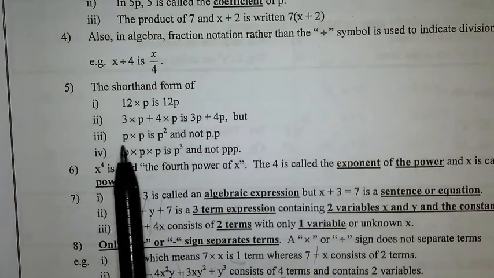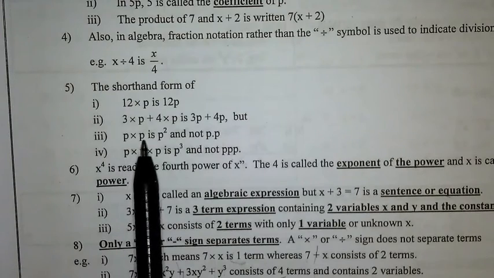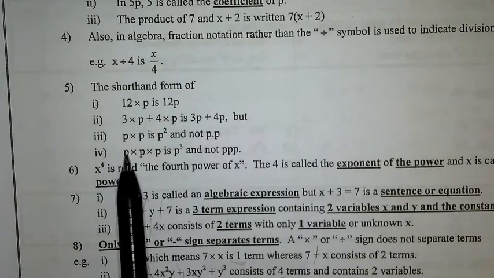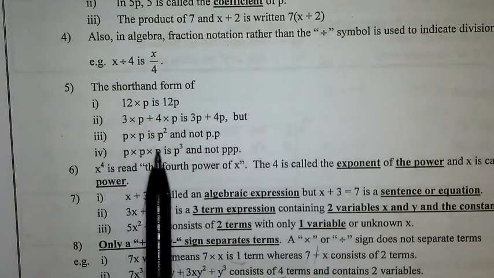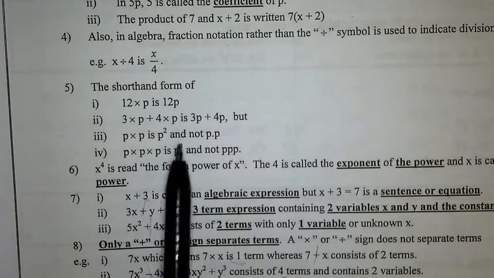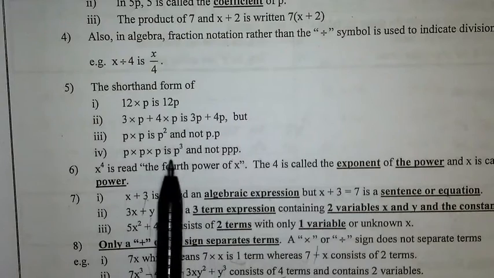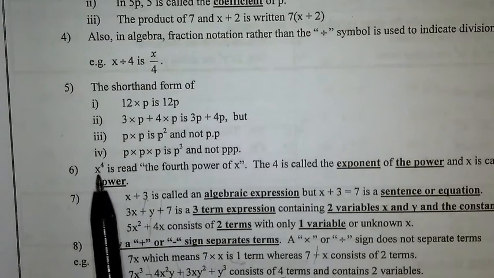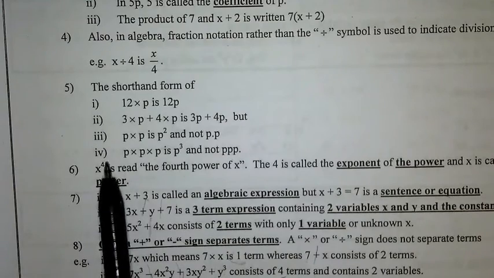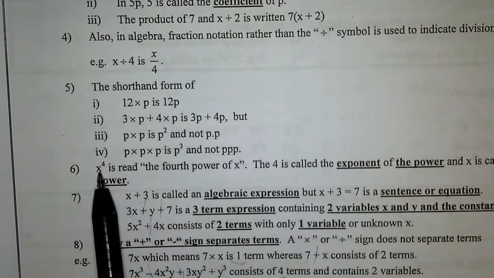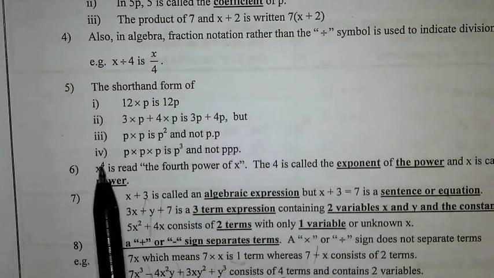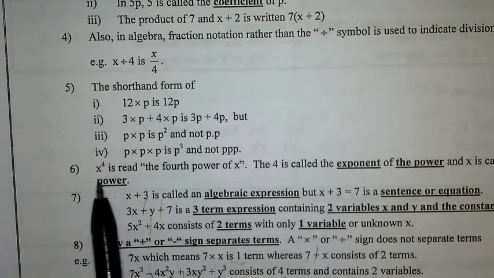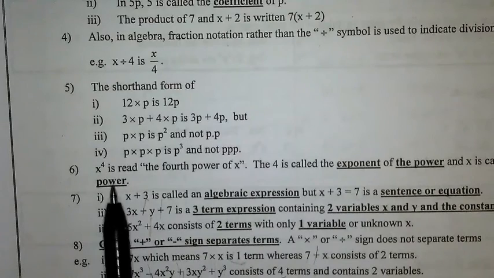But if I say p times itself, then it will be p squared. If it's p times p times p, it's p cubed. Then you use exponential form. If I look at x to the power of 4, x is called the base, 4 is called the exponent, and the whole thing, the x and the 4, is called the power.